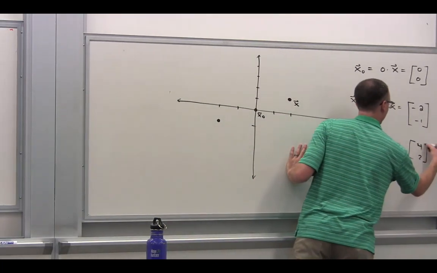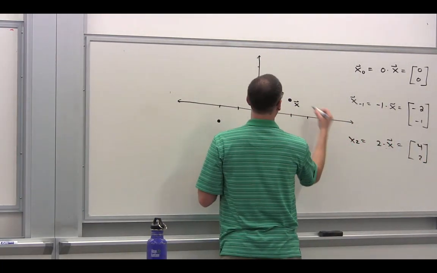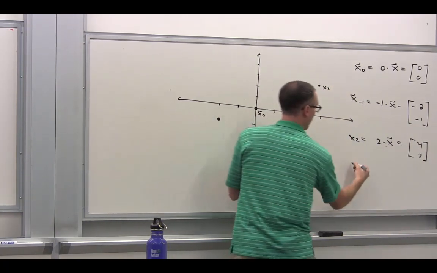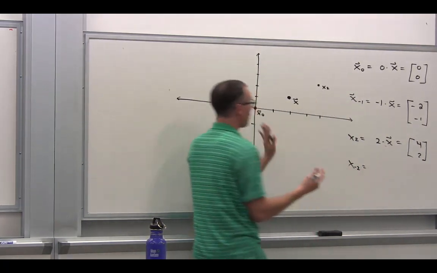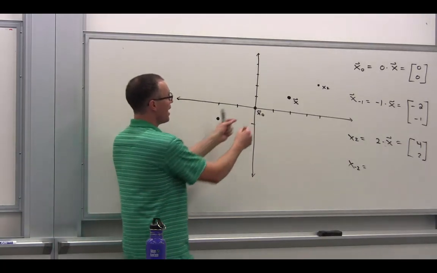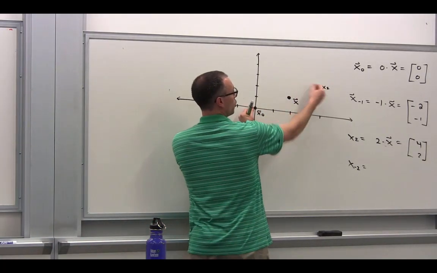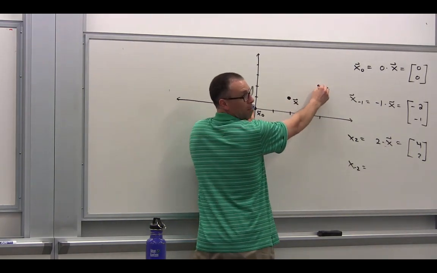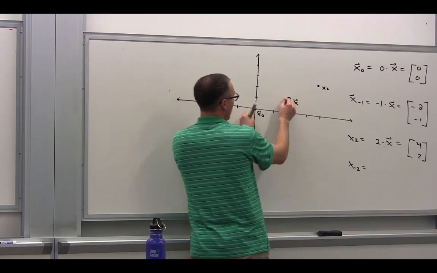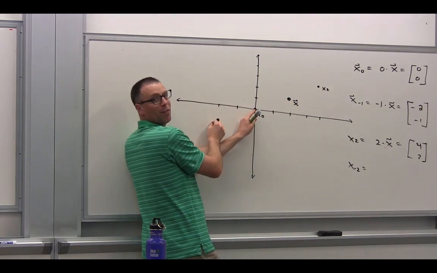Okay, so now this thing would go all the way up to 4. So this would be x2. Could you guess what x negative 2 is? Now let's forget about the actual calculation. What's the pattern? If I scale it by 2, I take this thing and I move it 1 more the distance, right? If I scale it by negative 1, I literally go the opposite. What if I scale it by negative 2?